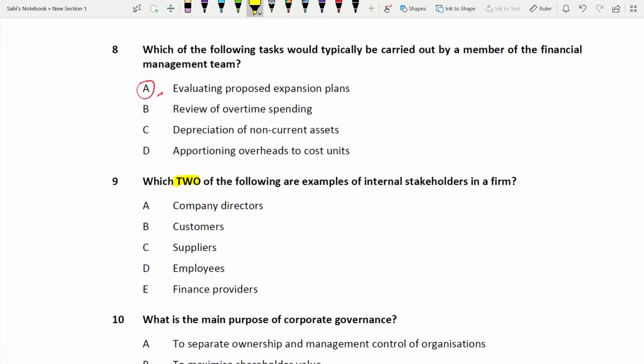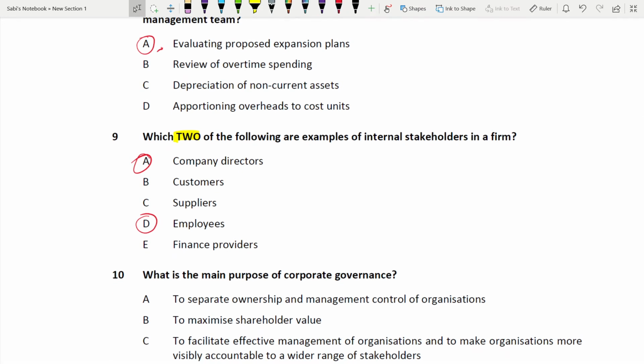Company directors? Yes. Customer? No. Customer is outside. Supplier is also outside. Employees? Yes. Employees work in the business. Finance providers? They are banks and the persons from whom you take loans. So they are outside. So the correct answer is company director and employees. The rest, customer, supplier, finance provider, what type of stakeholders are they? They are connected stakeholders. We studied 3 types: internal, connected, and external stakeholders.